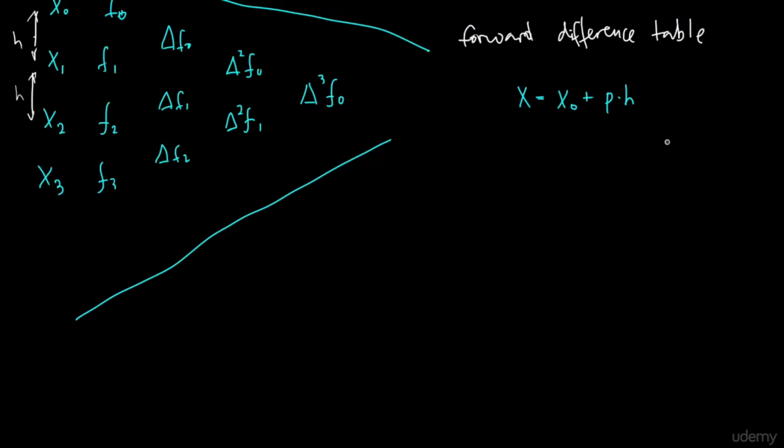So essentially, if you want x1, then yes, you multiply h by 1, and you get effectively x1 equals x0 plus 1 multiplied by h.